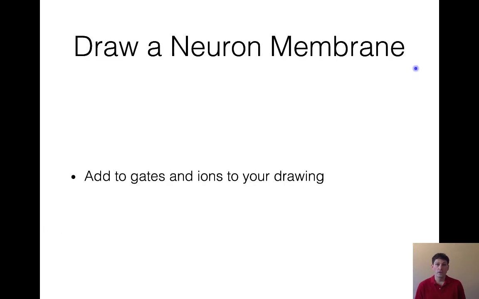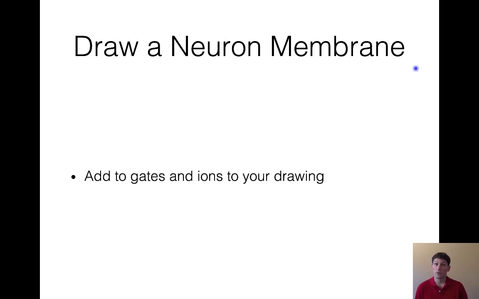So what you're going to do now is add some gates and some ions into your drawing. Where do those sodium and potassium gates exist, and draw in those ions at this point during a depolarization. So what does your neuron membrane look like at this point?